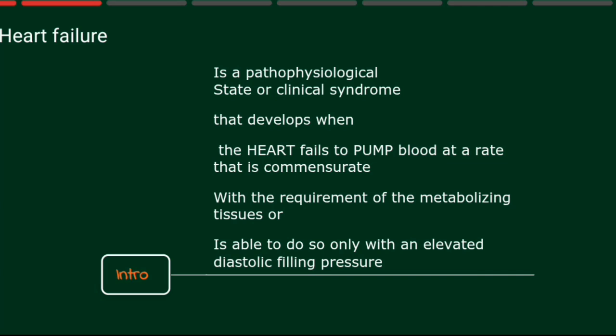So pathophysiology of heart failure, basically, it is a clinical syndrome that develops when the heart fails to pump at a rate that is commensurate with the requirement of the metabolizing tissues.